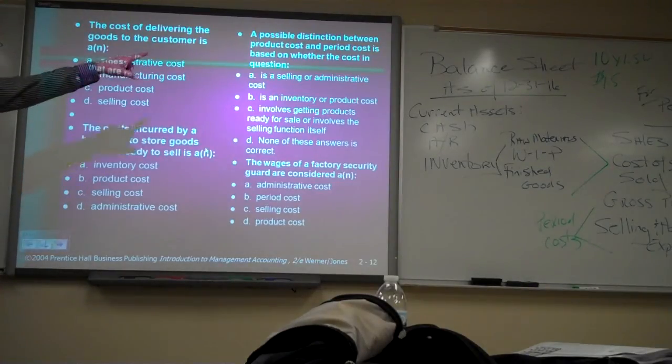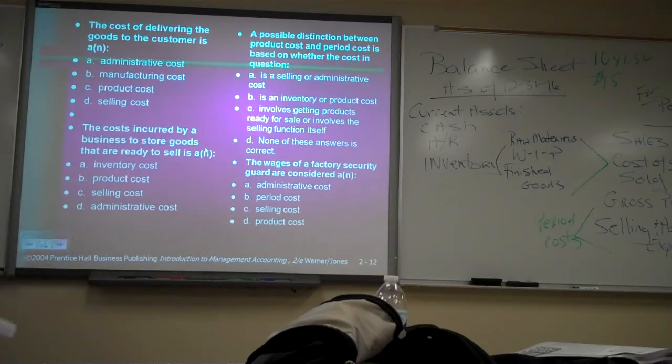Where are we? Okay, a possible distinction between product cost and period cost is based on whether the cost in question is selling or administrative? Not really. Is it inventory or product cost? Yep. Involves getting products ready for sale? Involves the selling function itself? None of these answer the difference between a product cost and a period cost.